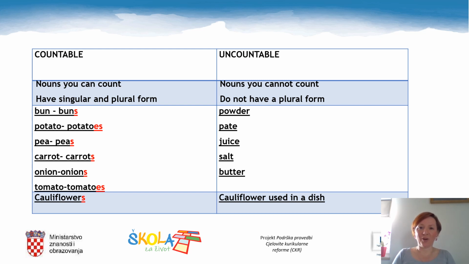You can count the cauliflowers and admire them. But if you use a cauliflower in a dish, you don't usually take the whole head of a cauliflower and boil it or something, but you take cauliflower and you cut it or slice it and prepare it as a dish. In that case, cauliflower is an uncountable noun.